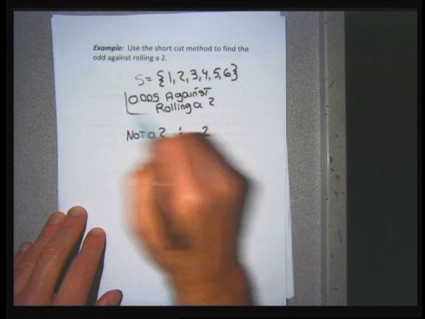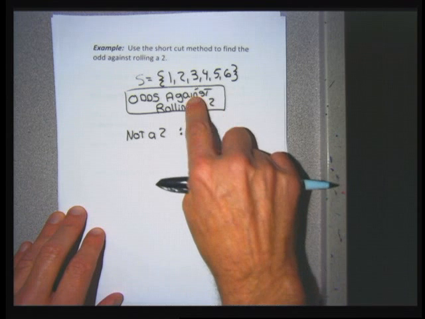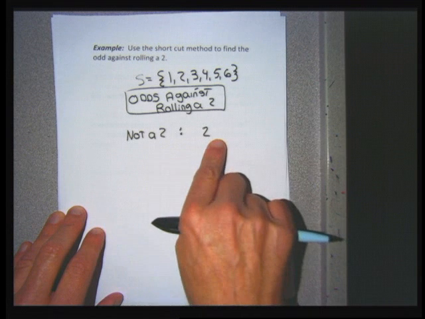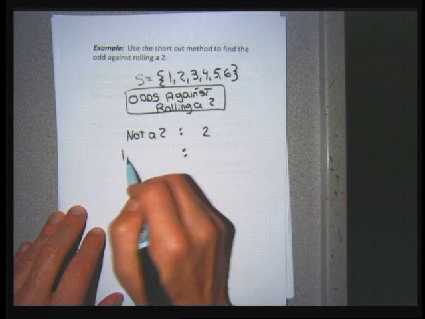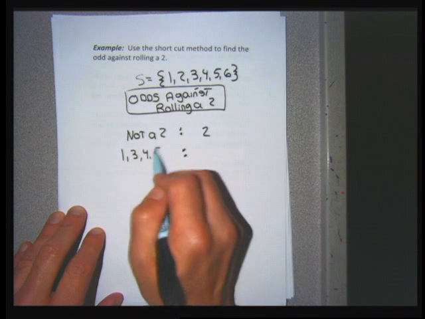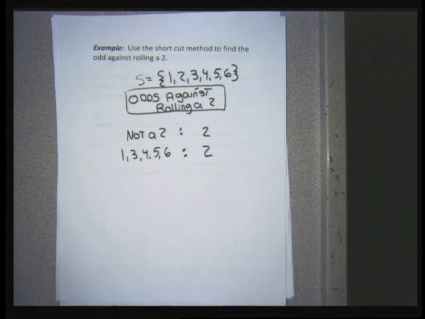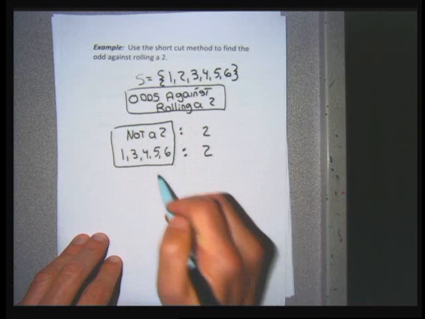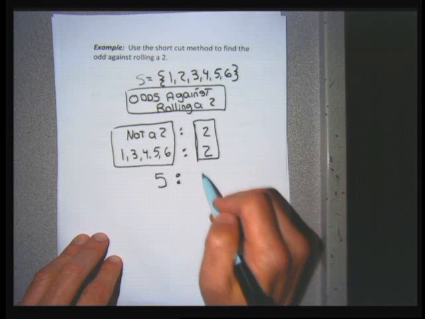So I'm breaking up the sample space based on the event that's described in the problem, rolling a 2. Because it's against, I'm going to put the not 2's first and the 2's second. So the numbers in the sample space that aren't 2's are 1, 3, 4, 5, and 6. The numbers in the sample space that are 2 is the number 2. Now I'm just going to count. So the odds against rolling a 2 are the 5 items in the sample space that aren't 2, followed by a colon, and then the 1 item in the sample space that is a 2.